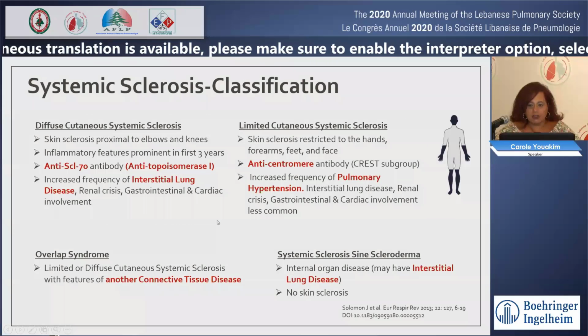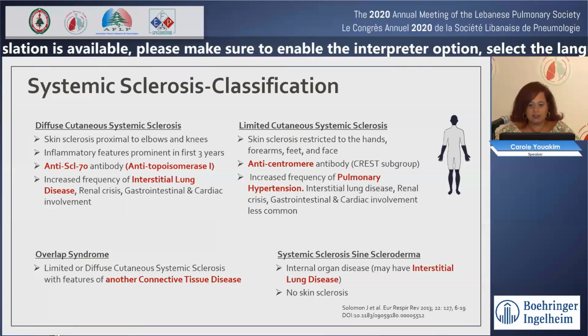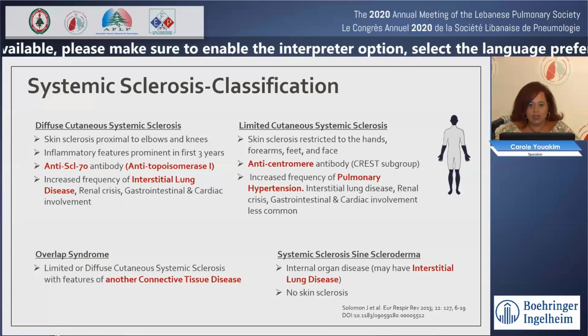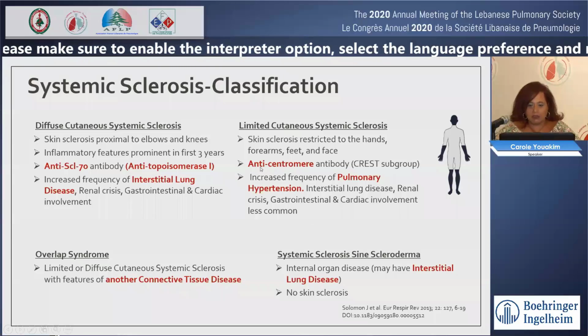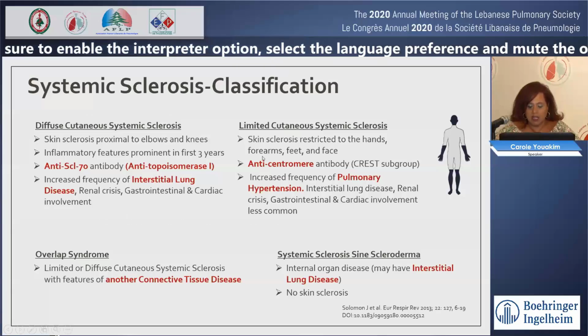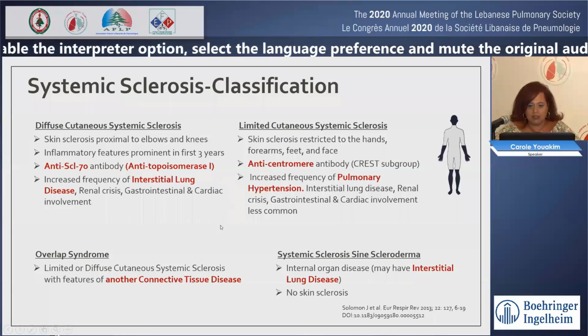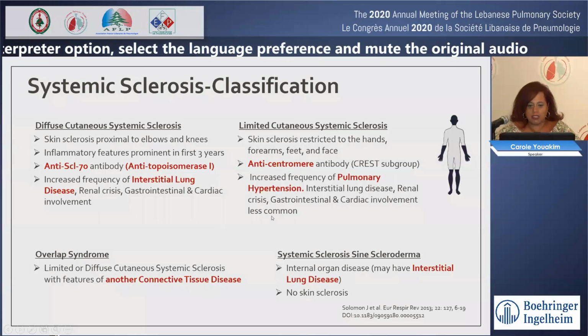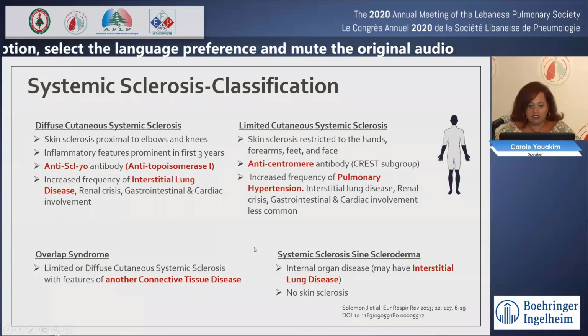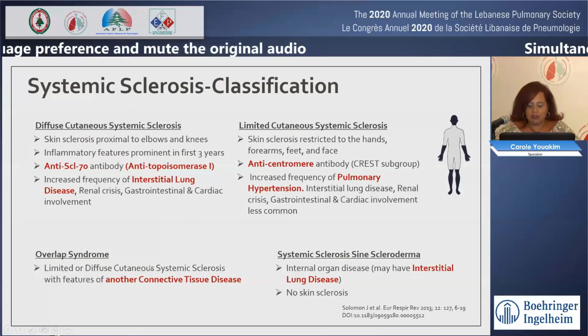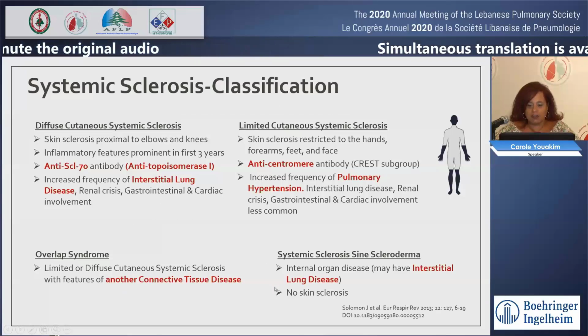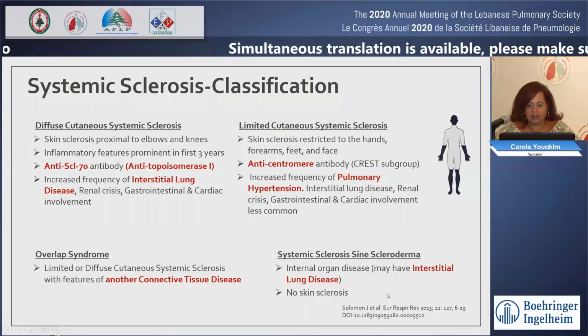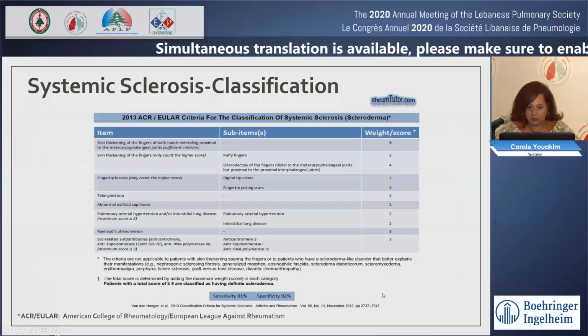In limited cutaneous systemic sclerosis, skin sclerosis is restricted to the hands, forearms, feet, and face, with an increased frequency of pulmonary hypertension and the presence of anti-centromere antibody. Some patients do not fit into either of these categories and share features with other connective tissue diseases. These have the overlap syndrome. And finally, in systemic sclerosis sine scleroderma, patients have multiple internal organ disease. They may have interstitial lung disease, but lack skin sclerosis.